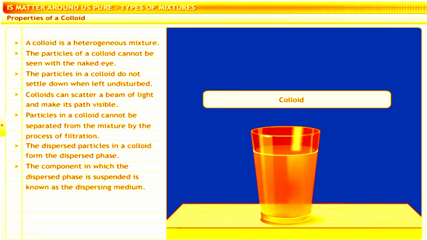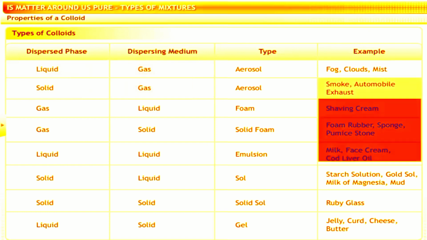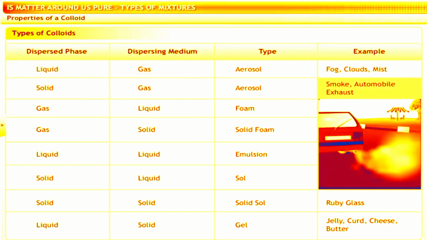You can classify a colloid according to the state of the dispersing medium and the dispersed phase. There can be many types of colloids. The table shows you examples of colloids based on their dispersed phase, dispersing medium, and type. An aerosol is a colloid in which the dispersed phase is a solid or liquid, and the dispersing medium is a gas. Smoke and automobile exhausts are aerosols in which solid carbon particles are dispersed in air.